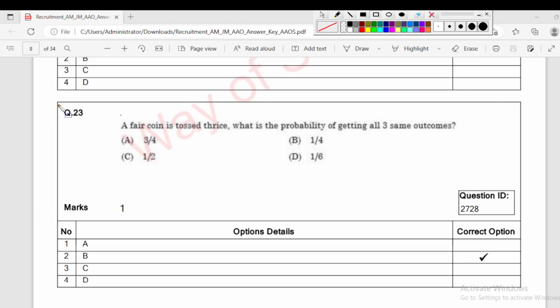Question number 23. If a coin is tossed thrice, what is the probability of getting all three same outcomes? Option A 3/4, option B 1/4, option C 1/2, and option D 1/6. Option B is correct. 1/4.